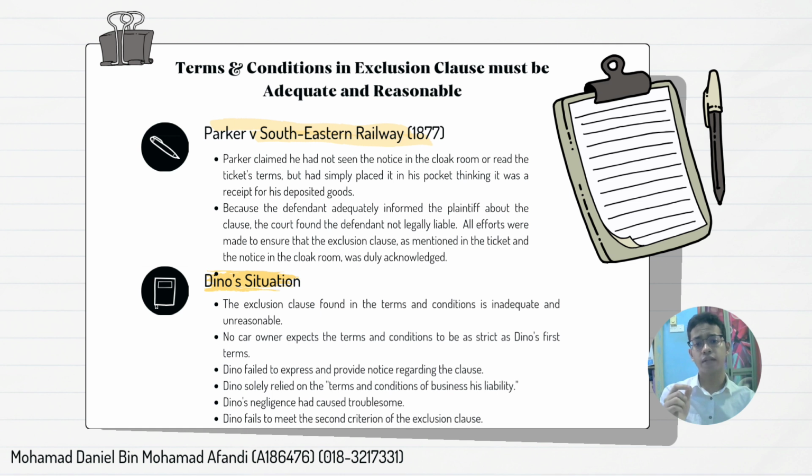Additionally, Dino failed to expressly state the terms and conditions to Cinta and neglected to provide any notice regarding the clause. Instead, Dino solely relied on the terms and conditions of business liability. In addition, Dino's negligence caused the theft of the Ford car and the involvement of the Vauxhall car in an accident, resulting in damage to the vehicle and a broken leg to Cinta. Hence, Dino failed to meet the second criterion of the exclusion clause, since it is totally unreasonable and inconsiderate to include such a provision in the contract.